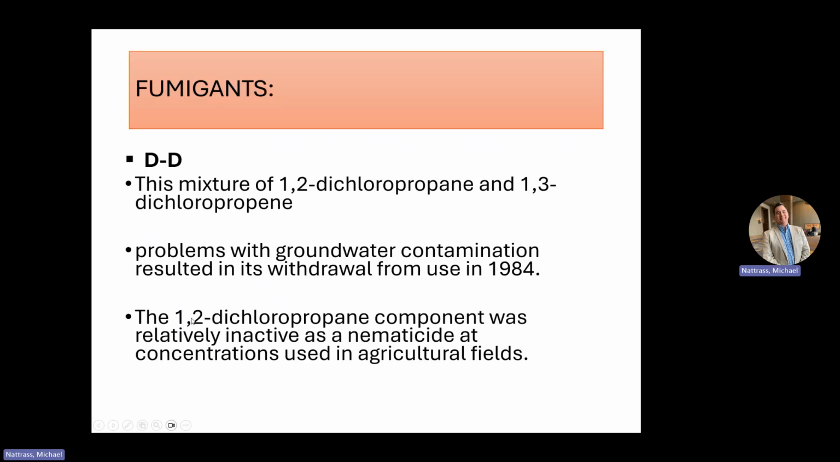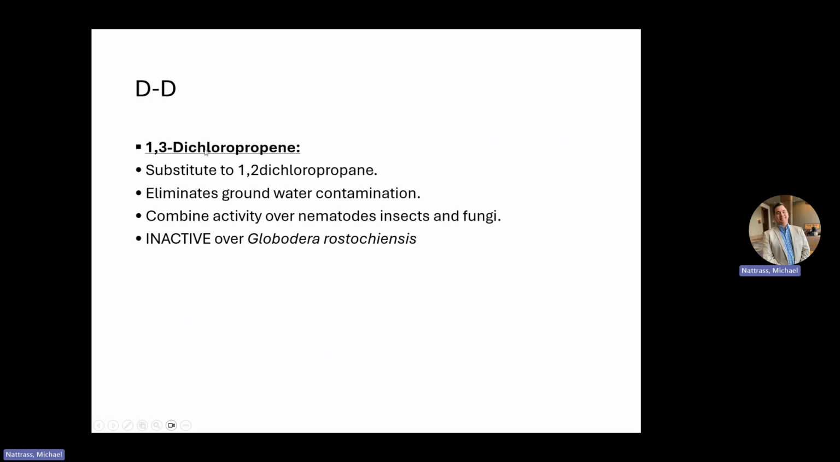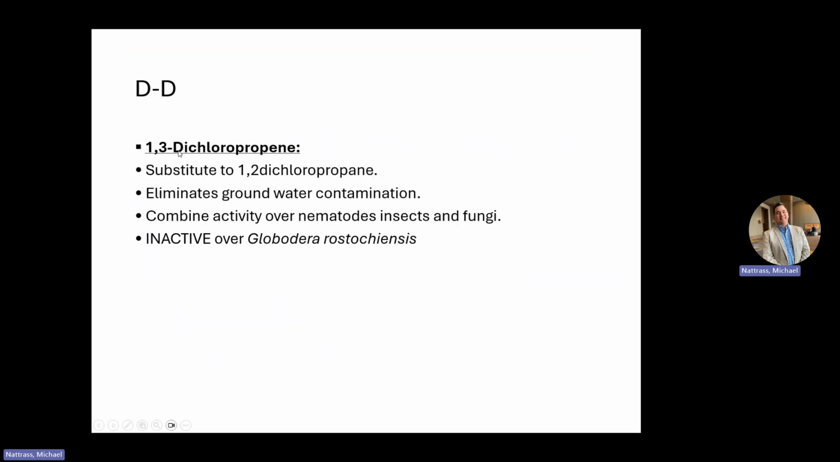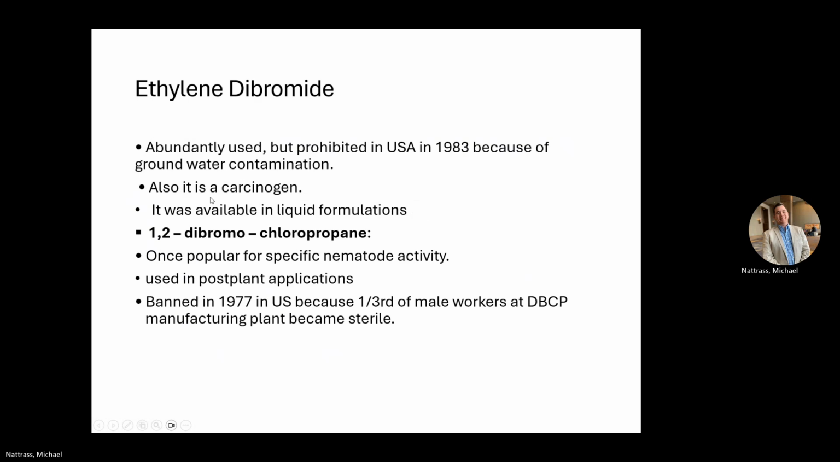Previously, we talked about that this 1,2 dichloropropane probably wasn't important, but they changed the formulation to 1,3 dichloropropane, probably not needing to know, but they did find that there was some inactivity for a specific species of nematodes. The ethylene dibromide, they found out that this was causing male sterility, and so they stopped using that as well.